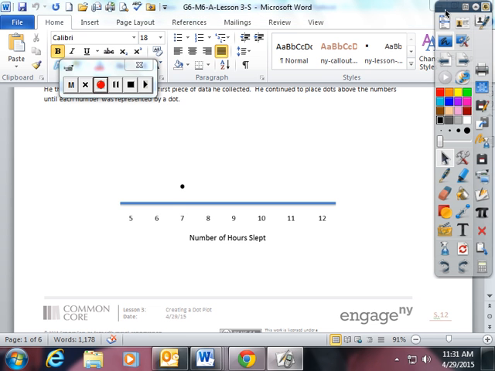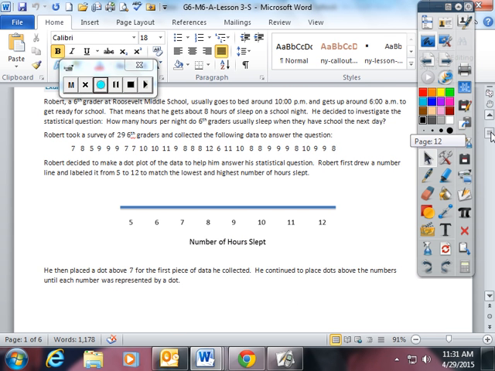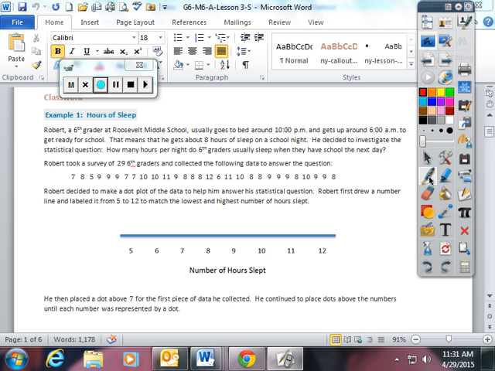The most important thing from what you read, if you hit play now, is how they started the dot plot. They started their dot plot by looking at their set of data and finding the lowest and the highest data set. From here, they started their number line. They went 5 to 12, and that's a very small range. It's a range of 7, so they decided to count by ones. Don't forget that they also put a title.